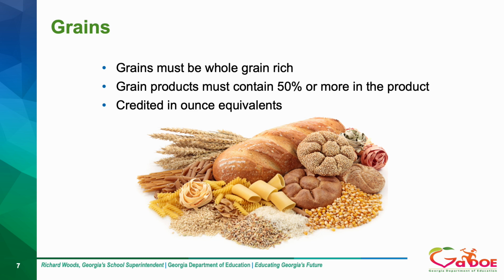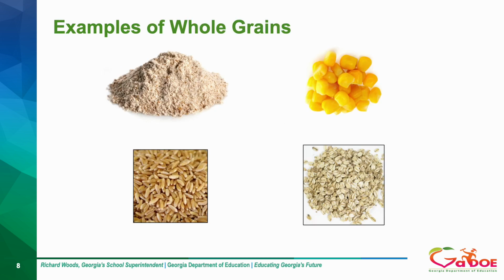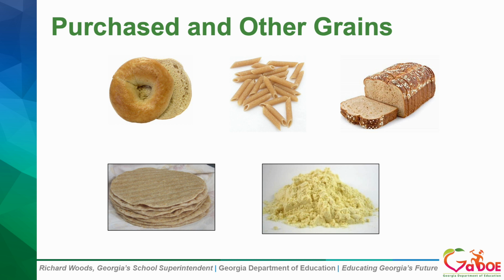Let's look at some examples of whole grains. Some examples of whole grains include whole wheat flour, whole kernel corn, brown rice, and oats, to name a few. Grain options can include purchased grains. These items include bagels, pasta, bread, tortillas, and other flours, including corn masa and masa harina.